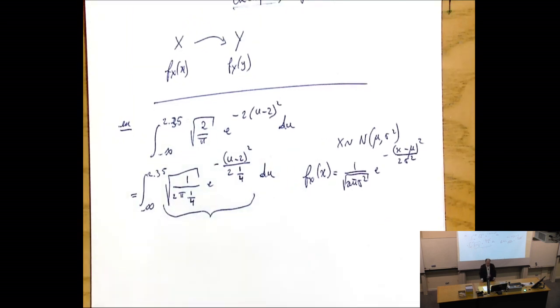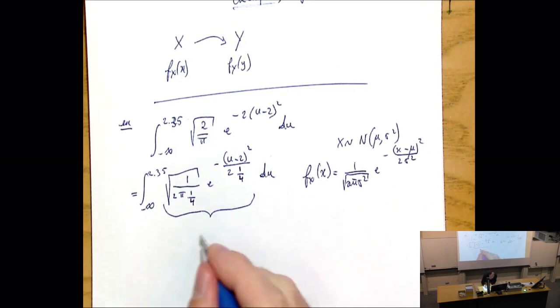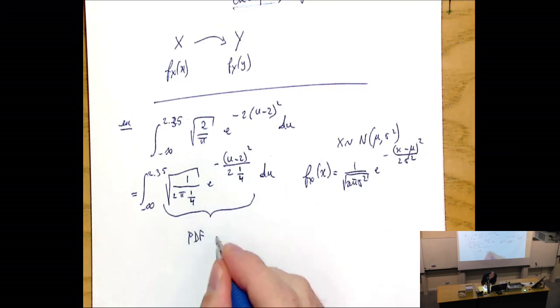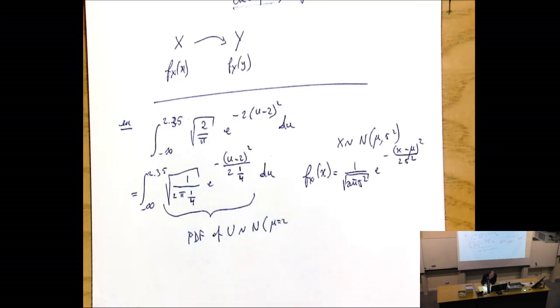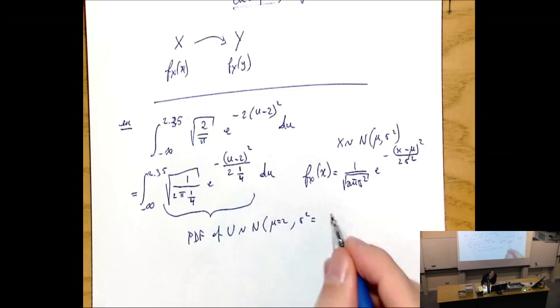What is this? The variance is 1 over 2 or 1 over 4? The deviation is 1 over 2. That's right. So this is essentially the PDF of u that is normally distributed with mean mu equal to 2 and a variance equal to 1/4.